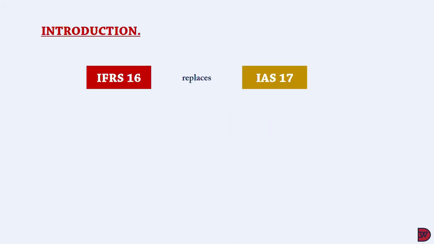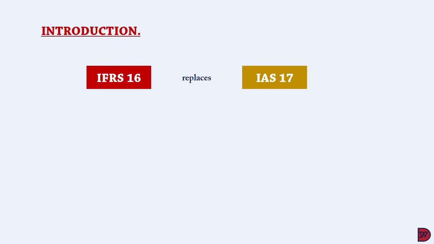Leases, IFRS 16. The objective is to establish the principles for the recognition, measurement, presentation, and disclosure of leases, with the objective of ensuring that lessees and lessors provide relevant information that faithfully represents those transactions. So, IFRS 16, which is leases, is a new standard. It is supposed to replace IAS 17.